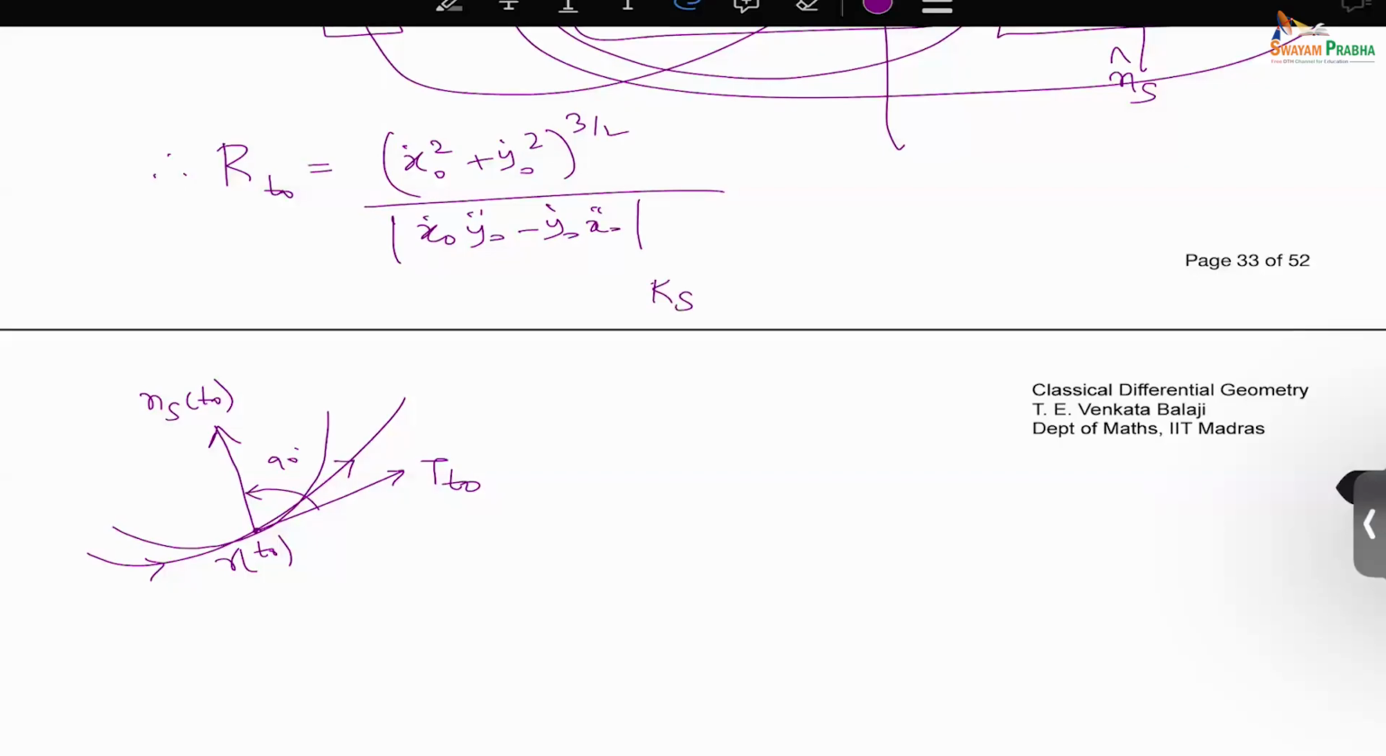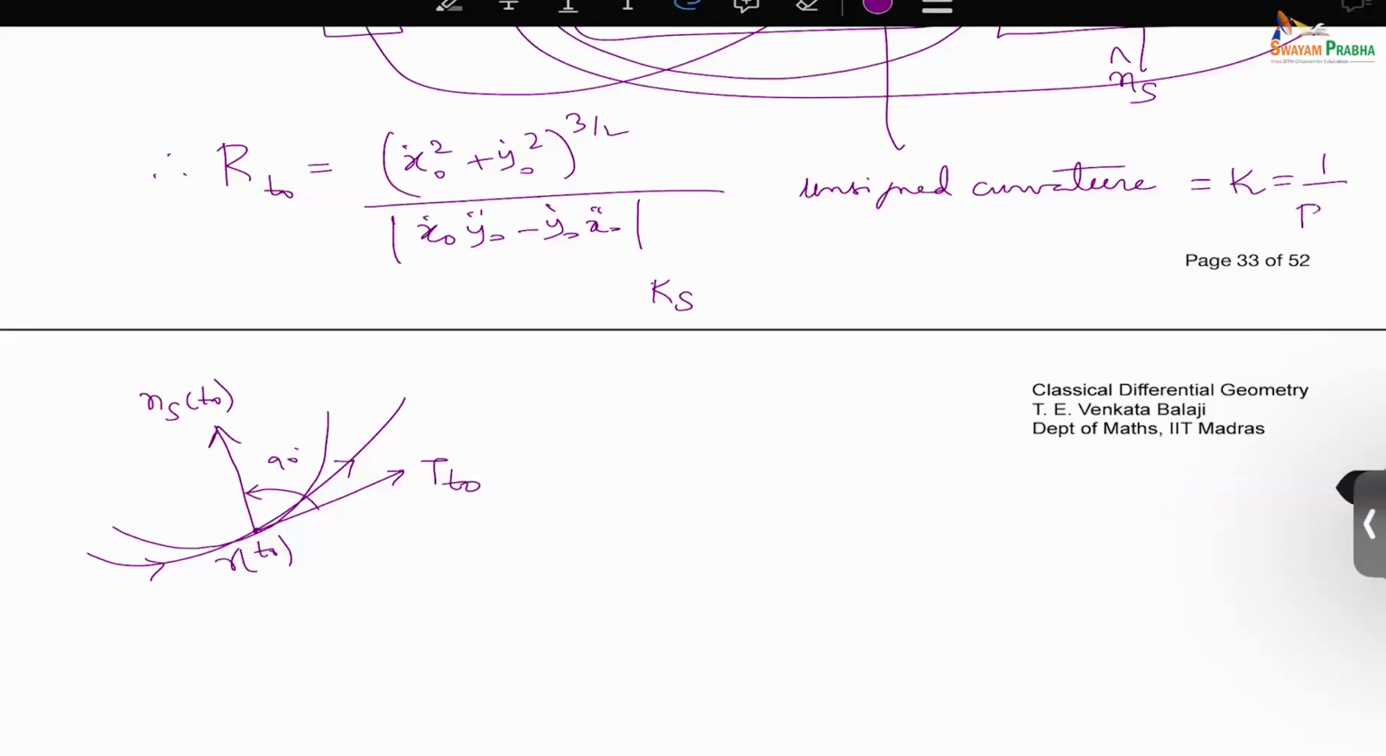By the way, I should tell you about unsigned curvature. What is it? We have already agreed that it is the reciprocal of the radius of curvature. The larger the radius of curvature, the smaller the curvature, and the smaller the radius of curvature, the larger the curvature. So unsigned curvature is written as just kappa, and it is just 1 by R(t naught). If I say at t naught, I have to put kappa(t naught), and this is just 1 by R(t naught).